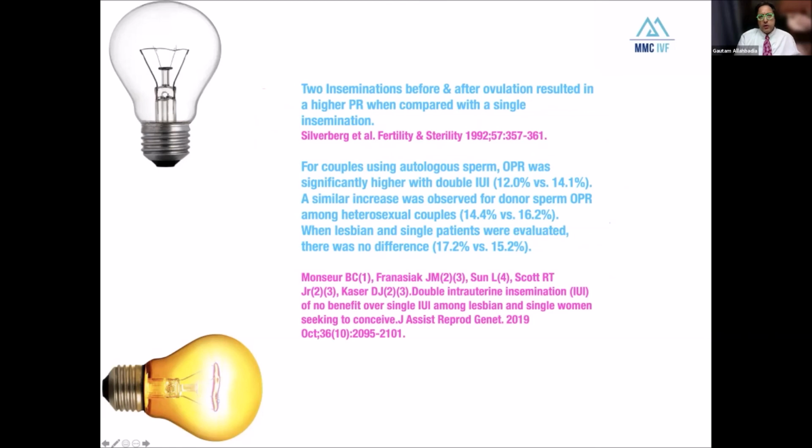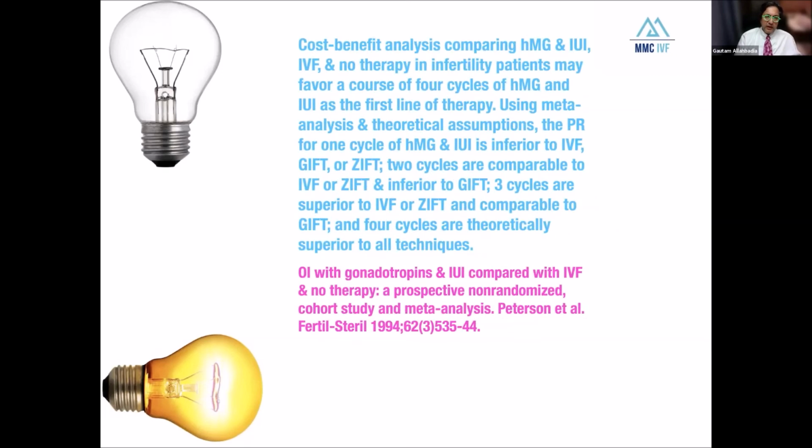Also, this is an old paper, but I still believe it's true. 2 inseminations before and after ovulation gives us a higher pregnancy rate. But remember, an IUI pregnancy rate is never more than 25% when you compare it to IVF. The success rates are 65 to 70%. This is a very old paper from Canada, from University of British Columbia, that tells us that you must go through IUI a couple of times and then move on to IVF.